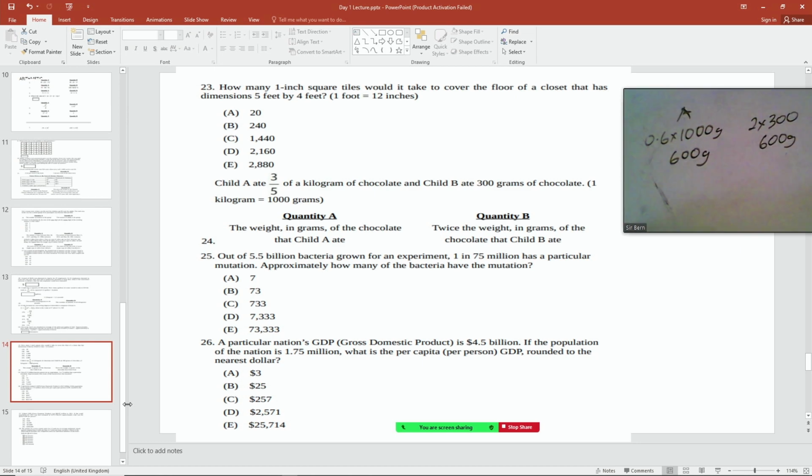So they all ate the same. They all ate 600 grams. So it's equal to C.